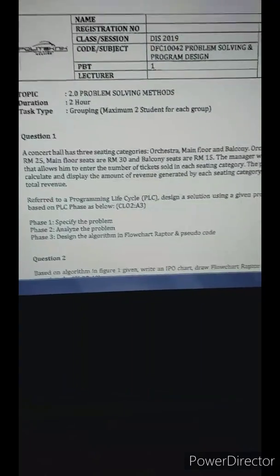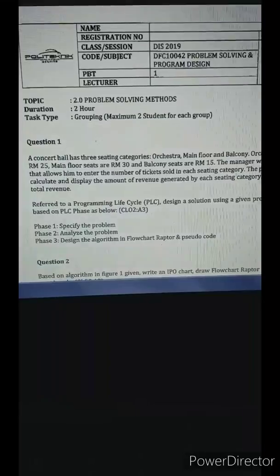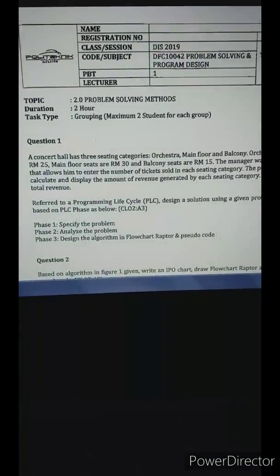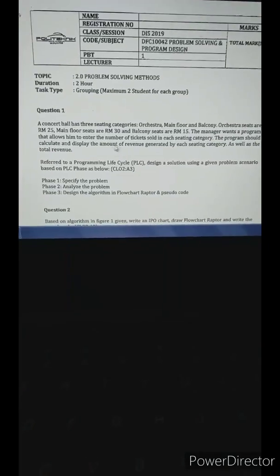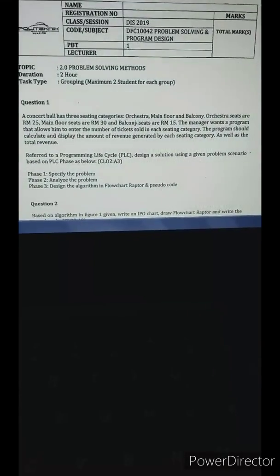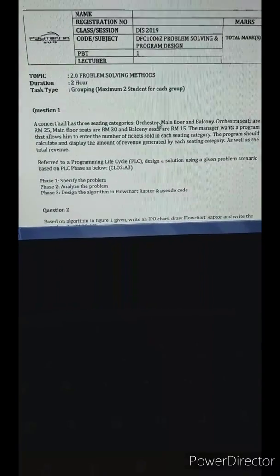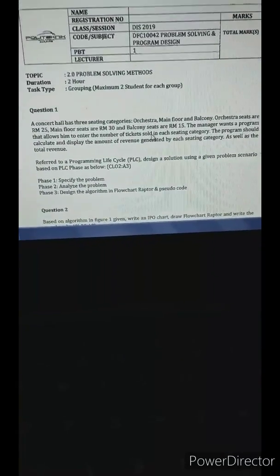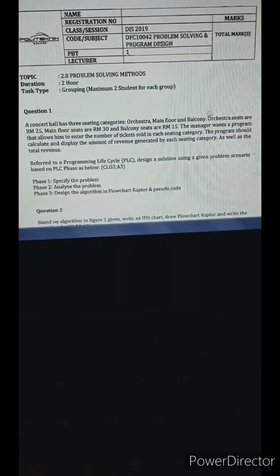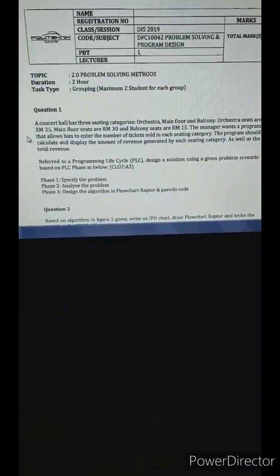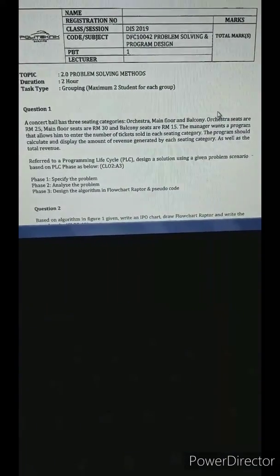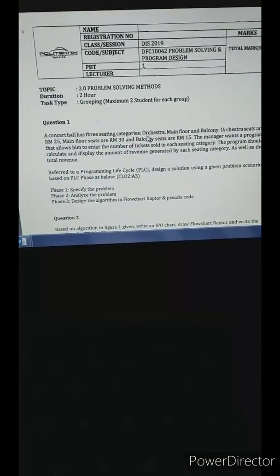After all the PBEs, now we are going to PBT. So first of all, PBT1, this is question 1. You can go through it. It is about a concert happening in a hall, and there are 3 seating categories: orchestra, main floor, and balcony. The seat prices are 25 ringgit for orchestra, 30 ringgit for main floor, and 15 ringgit for balcony seats.